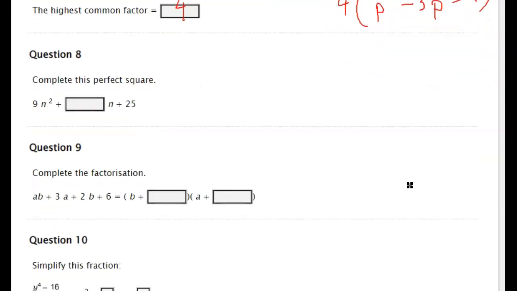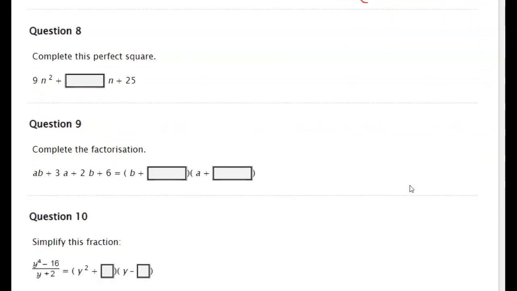All right, question 8, complete this perfect square. So when we look at the coefficients of this first term, remember, this is going to be expanded from two brackets. So the 9n squared would come from your 3n times 3n, and then your last term comes from these two numbers. So what's going to give you 25 is 5 and 5. Now, because they're both plus, we can add them.